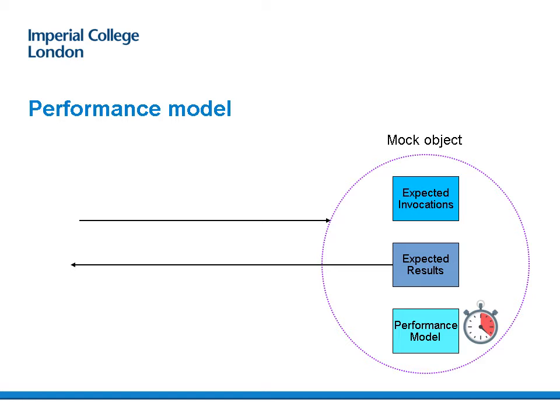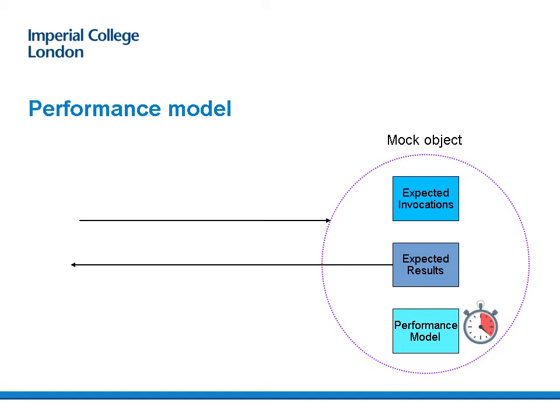When we call a mock object, the testing framework will check the invocation against the list of expected invocations, and it will return expected results, if any. So we introduce a new thing called a performance model, and this is used to predict how long a particular invocation will take. The test framework then takes that predicted value to update the execution time of the test.